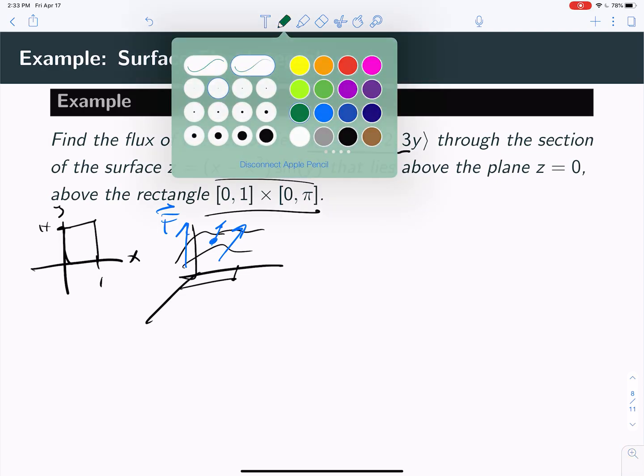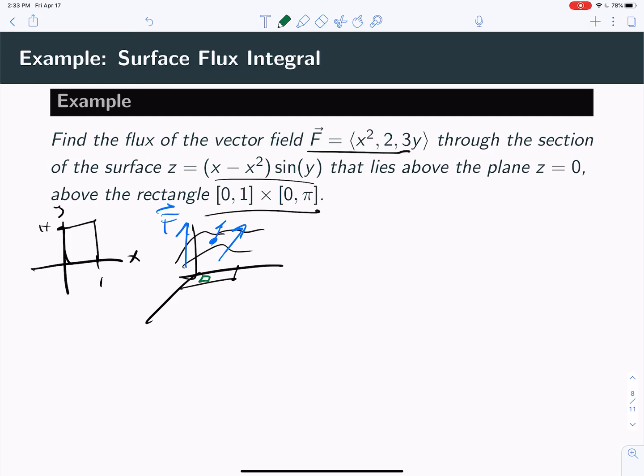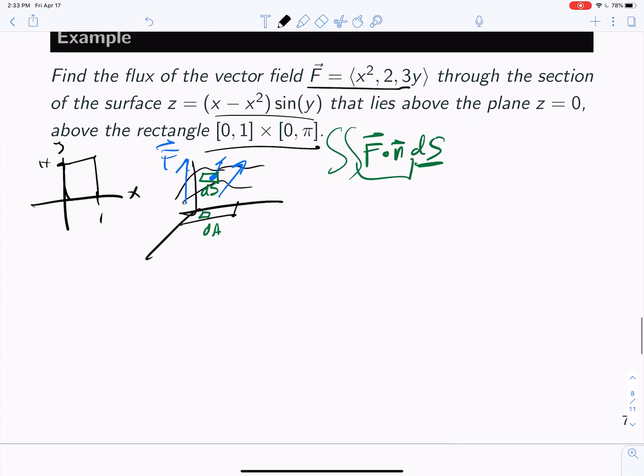And the way that works is you take a little patch of square there, a little dA, that gets stretched into a little dS. And so when we do F dotted with n dS, that's your flux times however much area you've got, and then the integral adds those all up to get the total flux. Okay, let's actually do the problem. So we've got a double integral over the surface of F dotted with n dS.